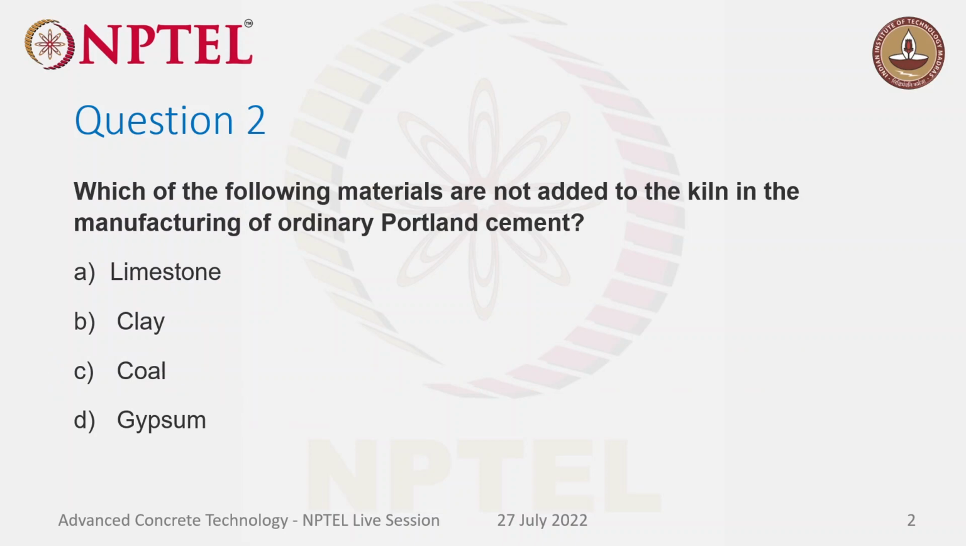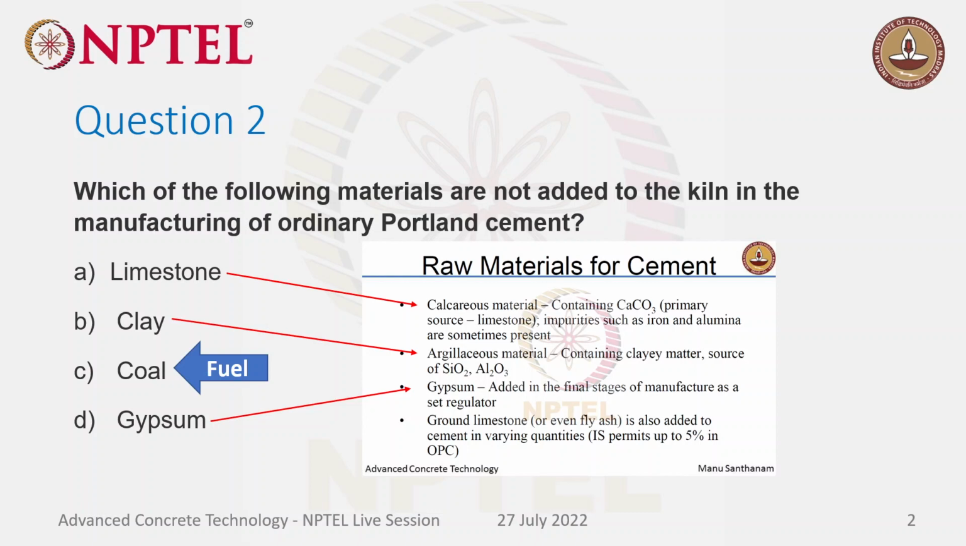Question 2 is: which of the following materials are not added to the kiln in the manufacturing of ordinary Portland cement? We all know the raw materials for cement manufacturing. If you know the answer, you can give it directly, or else I can help you. For manufacturing ordinary Portland cement, we need calcareous material, which is primarily calcium carbonate, limestone.